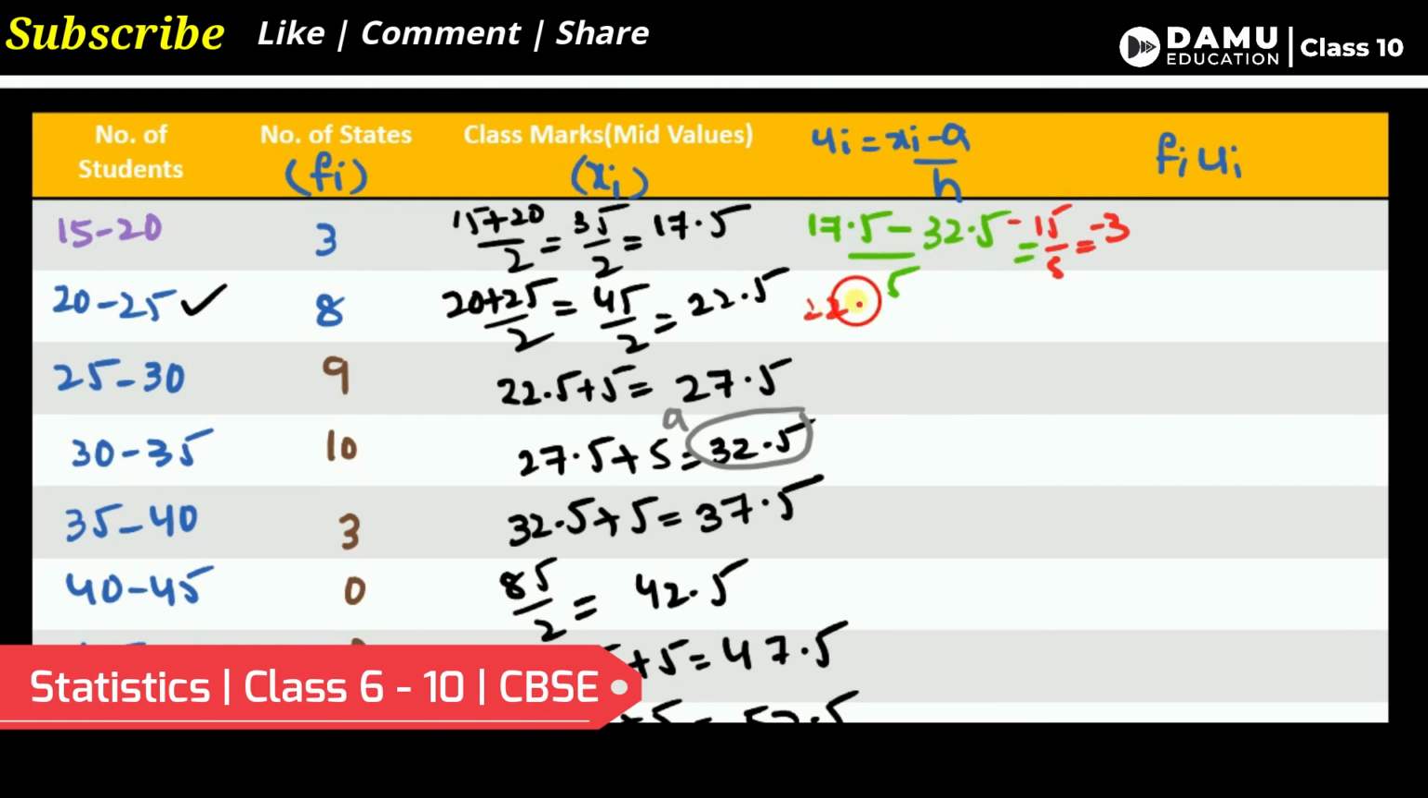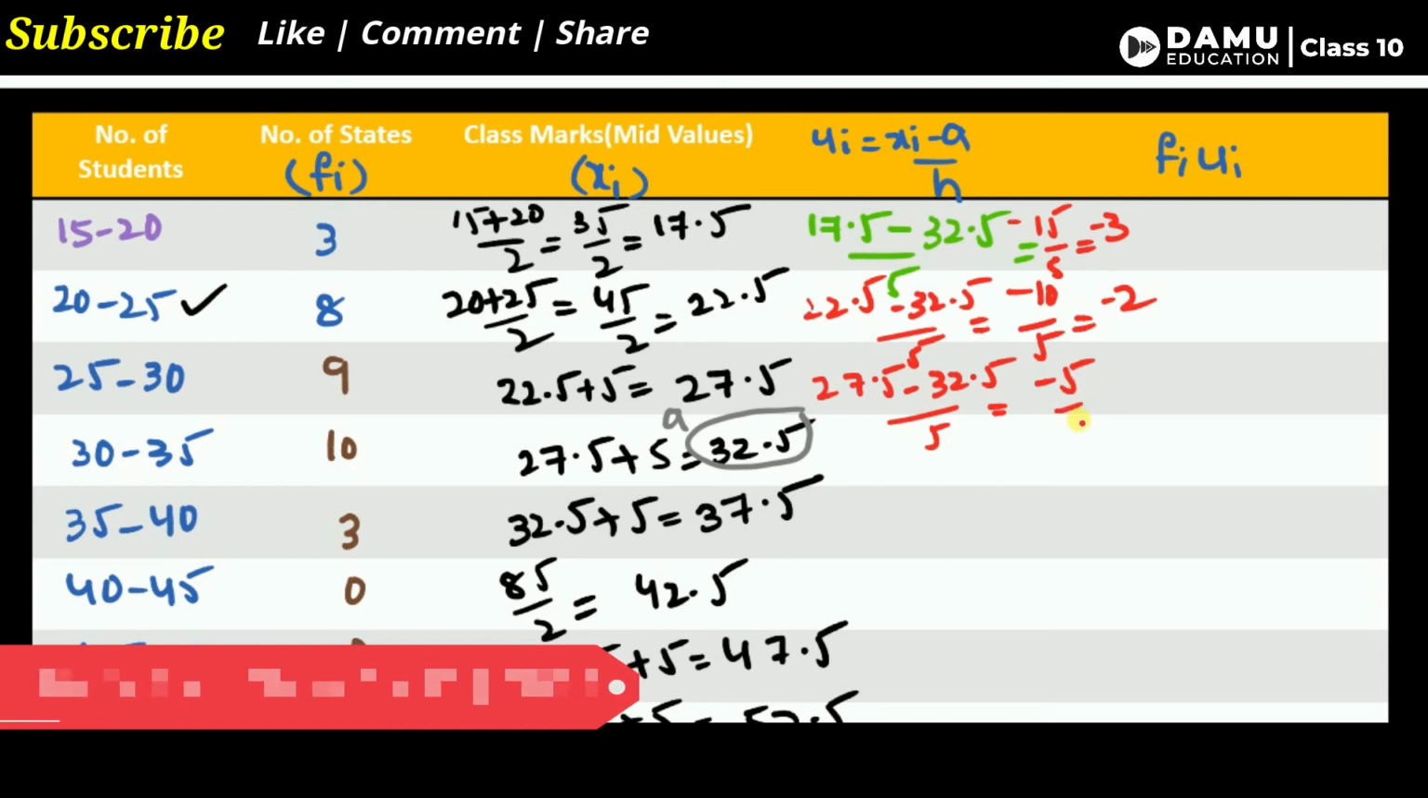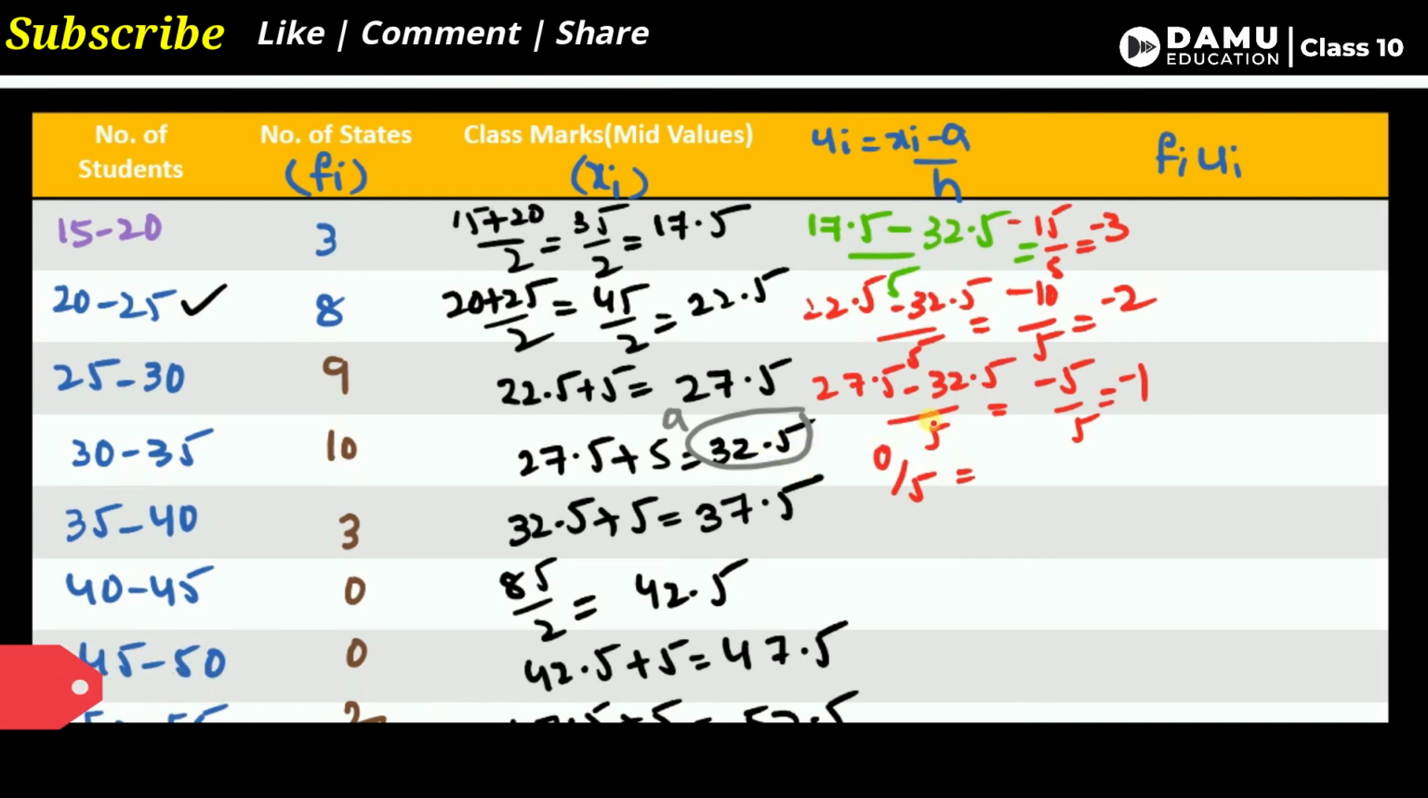So let's move on. 22.5 minus 32.5 by 5. What answer we will get? So it is exactly minus 10 by 5, you will get minus 2. So 27.5 minus 32.5 by 5. So you will get minus 5 by 5, you will get minus 1. Exactly it is 0 by 5. 32.5 minus 32.5 will get 0. So for this 37.5 minus 32.5 by 5, we are selecting all these values from this. So we are substituting the values from the formula. So 5 by 5, we will get 1.